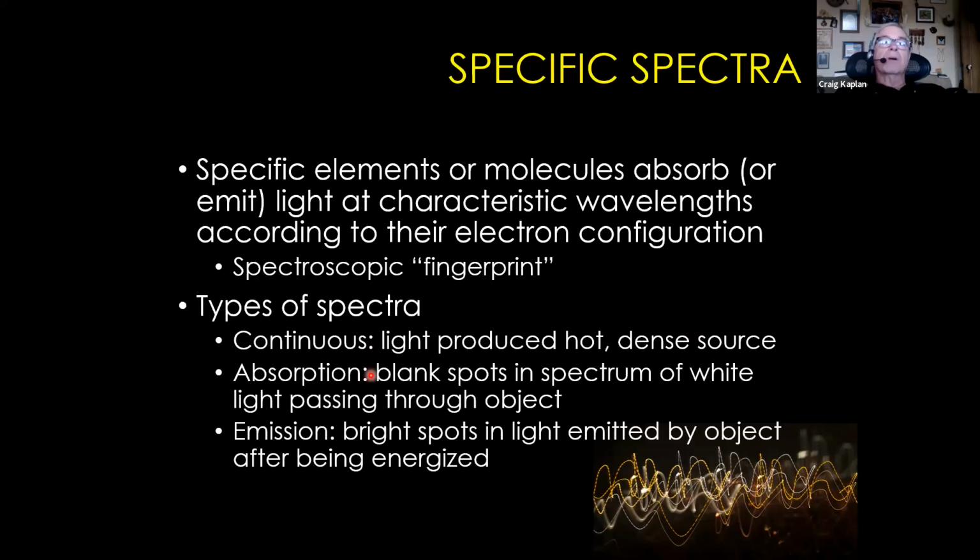And an absorption spectrum consists of blank spots in the spectrum where white light passing through the object, those wavelengths were absorbed by the specific electron configuration of that element or molecule. And an emission spectrum is exactly the opposite: if light is emitted by an object, then the bright lines in the spectrum that are seen are representative of the same electron configuration. You'll see that the bright lines emitted in an emission spectrum for the same element correspond exactly to the blank spots in an absorption spectrum. We'll see that in just a few minutes.